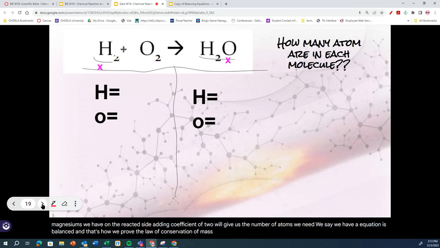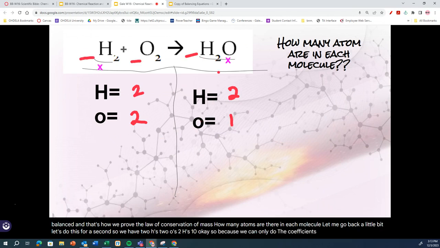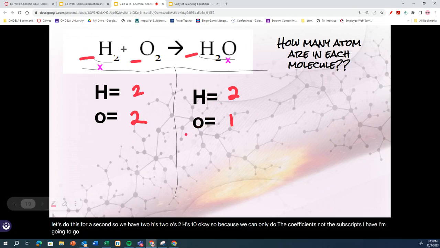So let's try this. How many atoms are there in each molecule? All right, so let me go back a little bit. Let's do this for a second. So we have 2 H's, 2 O's, 2 H's, 1 O. Okay, because we can only change the coefficients, not the subscripts, I'm going to go to the side, again, here I go.